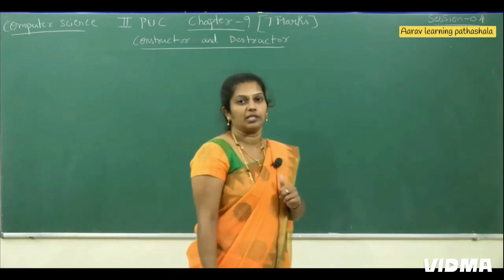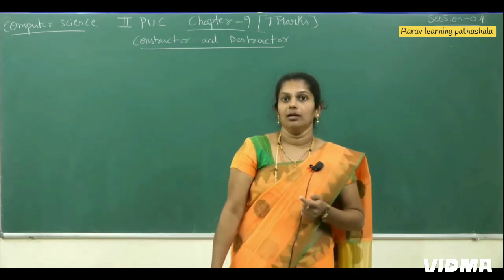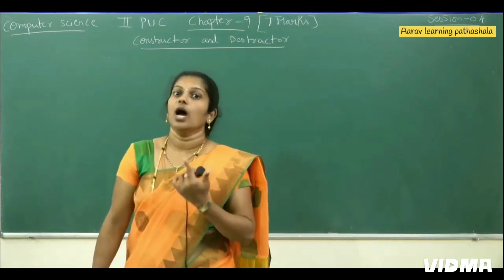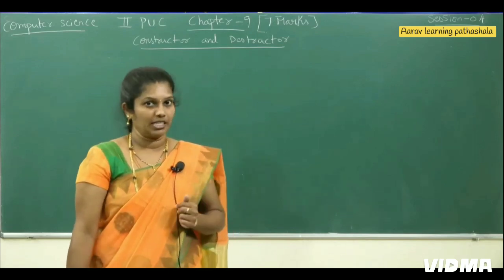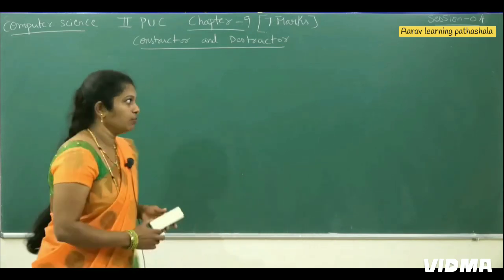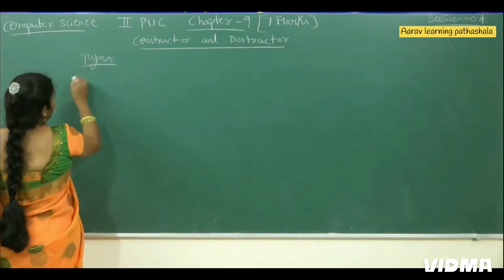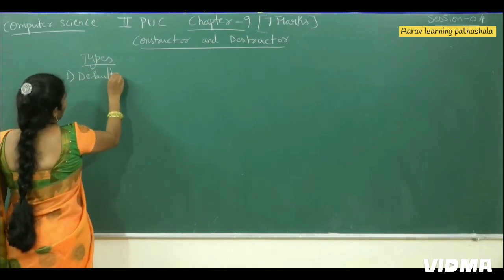In the previous session we explained the parameterized constructor, what are the advantages, disadvantages, then how it can be invoked. With that, one program also we explained. Today I am going to explain the next type of constructor. When I come to types of constructor, there are 3 types. Already we explained that the first one is default constructor.